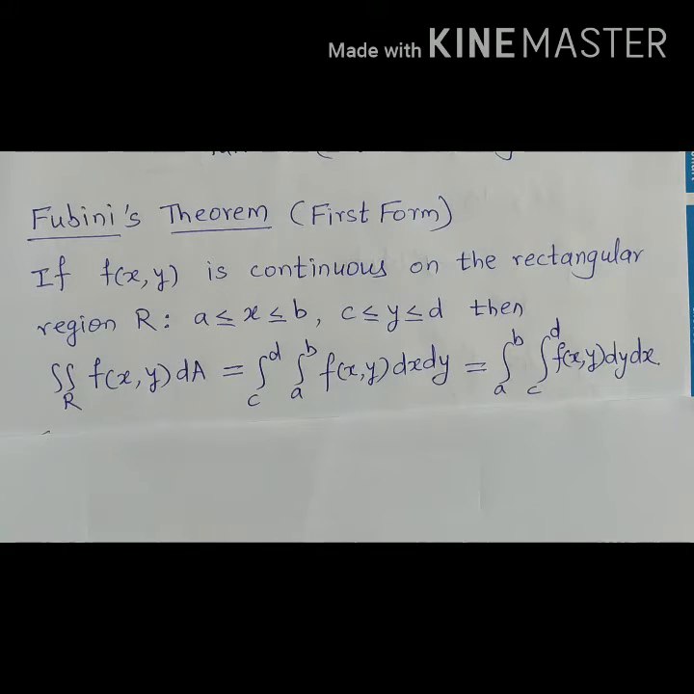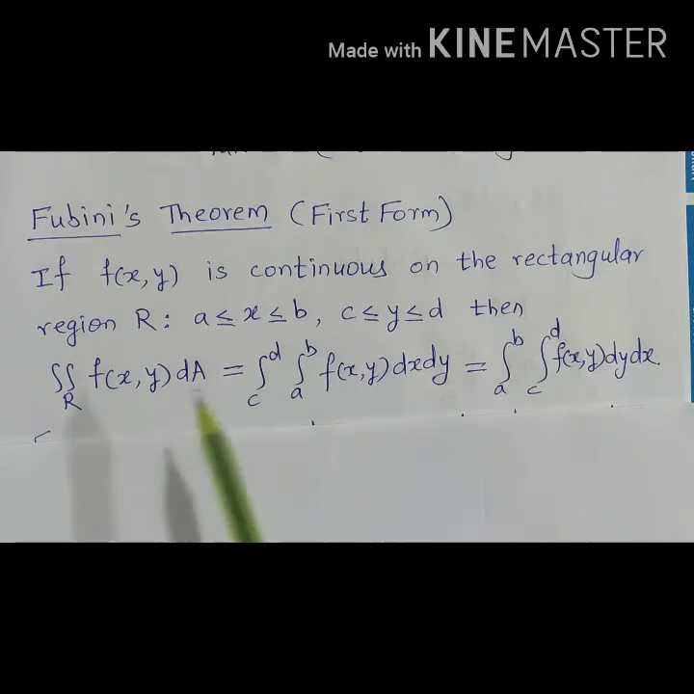So you are observing that the inner integral has limits of the x variable and the outer integral has limits of the y variable. This is the same as the integral from a to b, the integral from c to d, of f of x comma y dy dx. Here you observe the outer limits of integration are of the x variable and the inner ones are for the y variable. So there is equality.